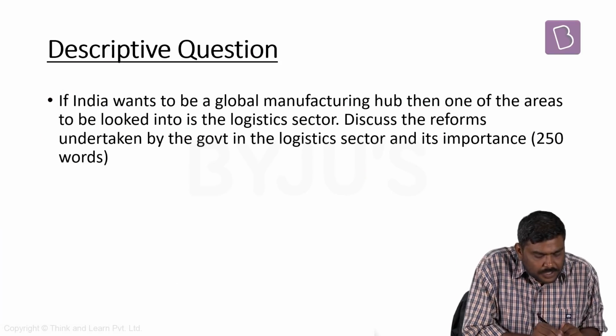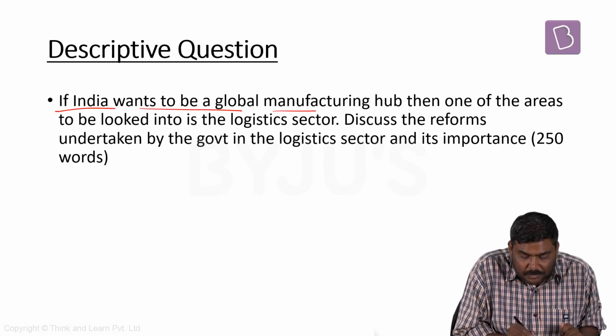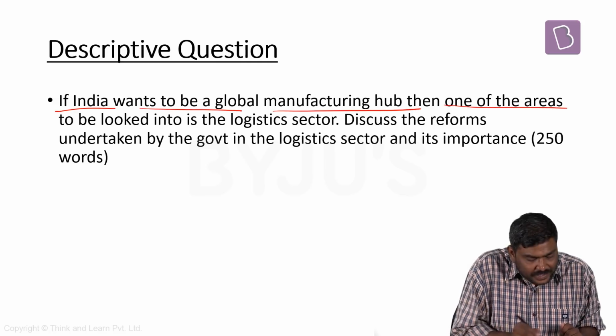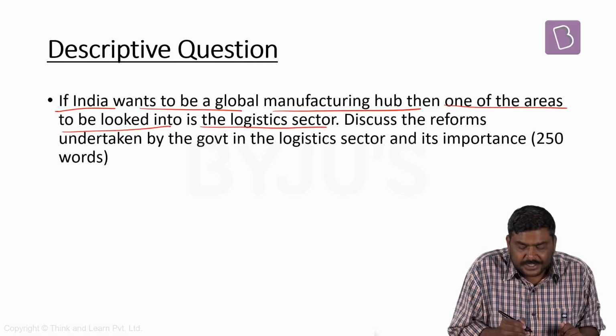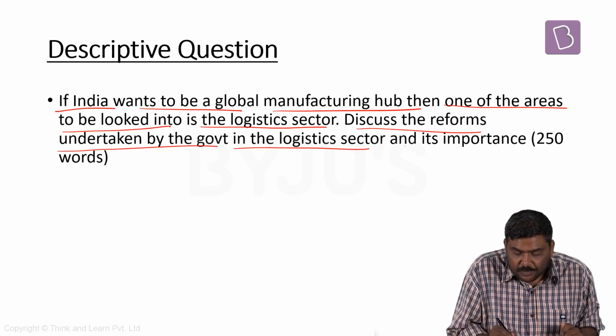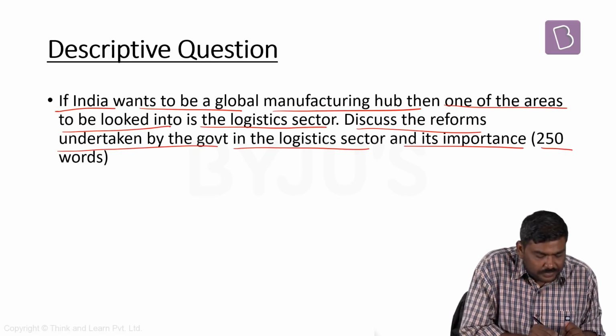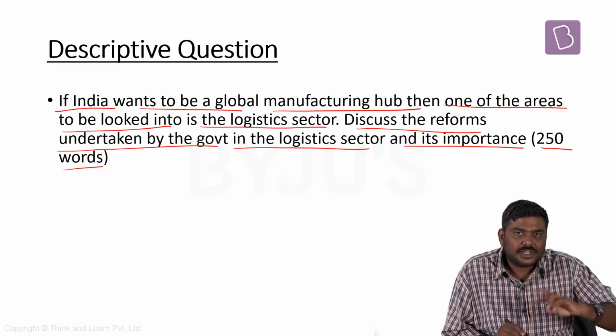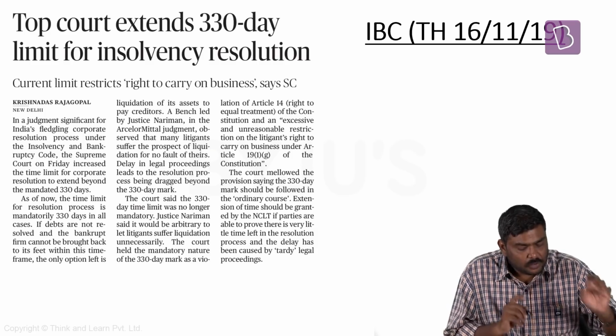I've also given a descriptive question. If India wants to be a global manufacturing hub, then one of the areas to be looked into is the logistics sector. Discuss the reforms undertaken by the government in the logistics sector and its importance in 250 words. So these are the questions related to the article on inland waterways.